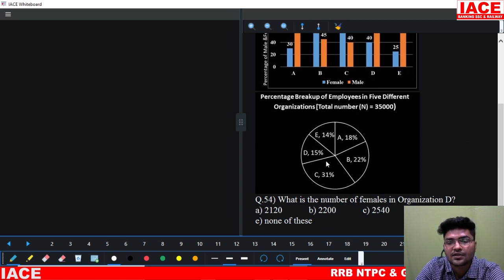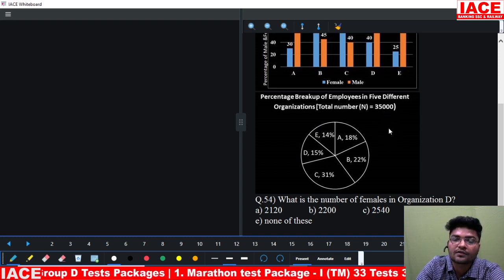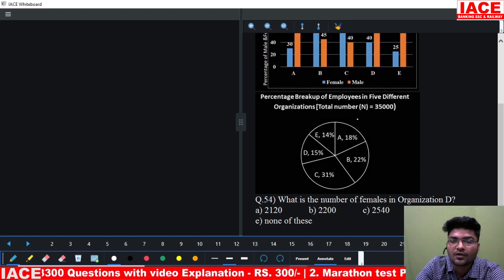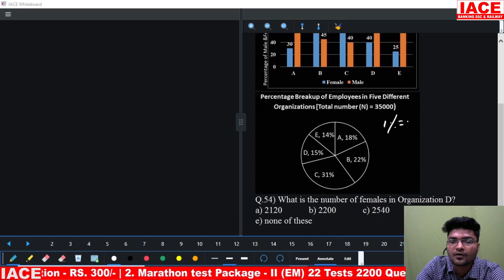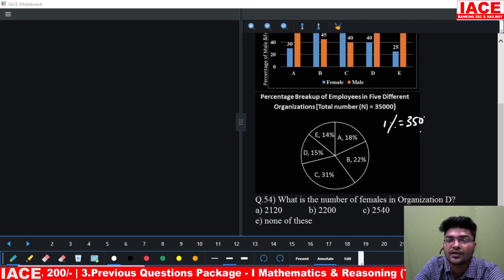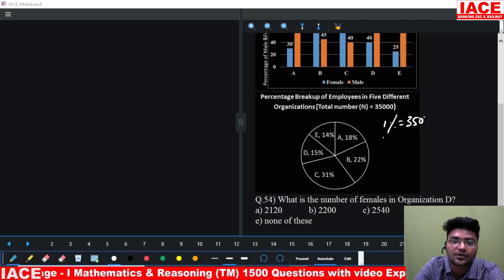Total is 100 percent. 100 percent is 35,000, which means 1 percent will be 350. That means 18 percent means 18 into 350, and 22 percent means 22 into 350.